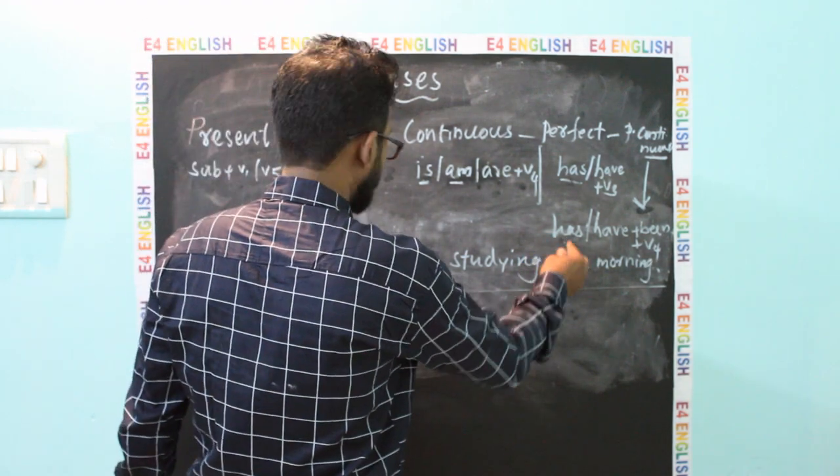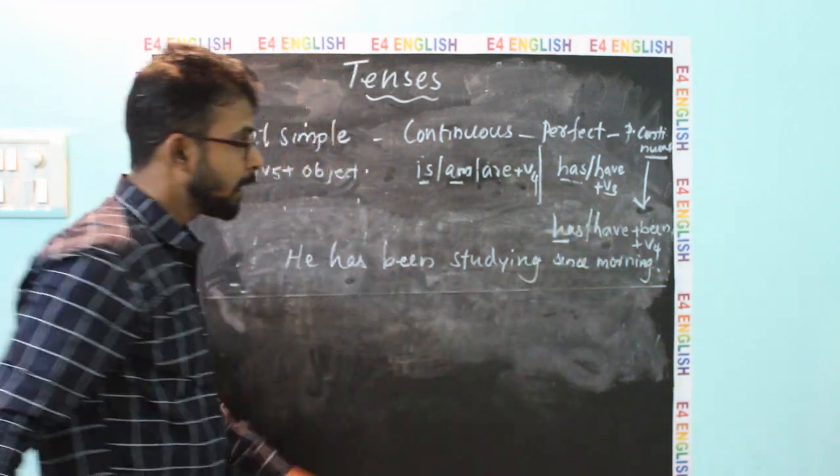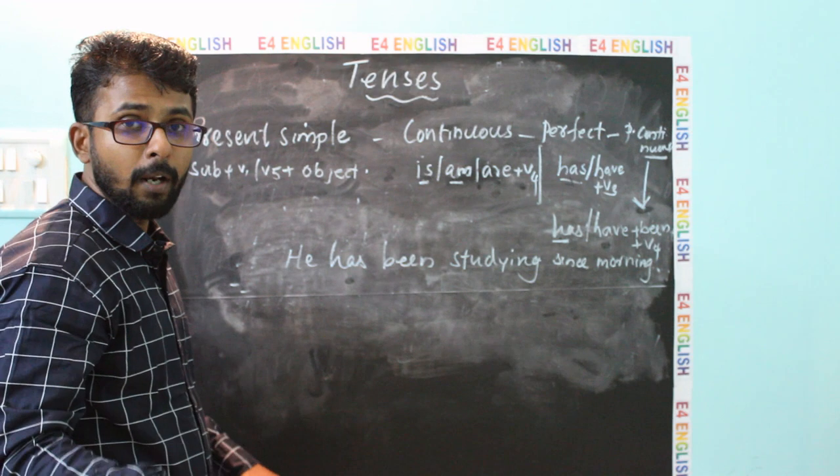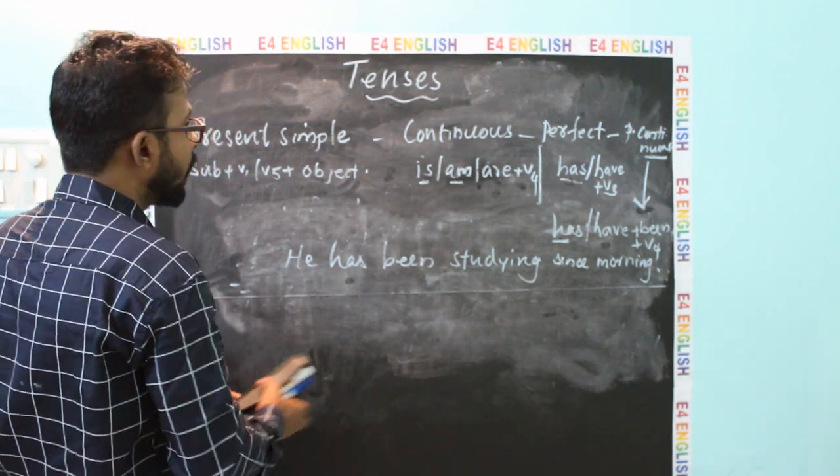Okay. So has will be he, she, it. That means with third person singular, has. Have with the plural, I, we, you, they. Okay. Got it? So next category.